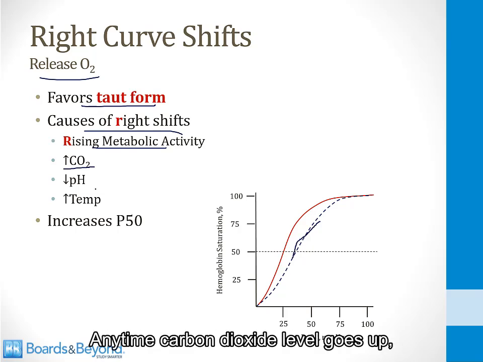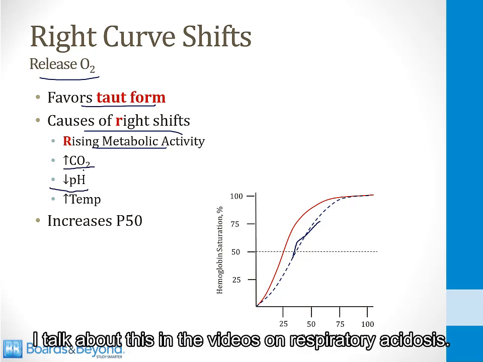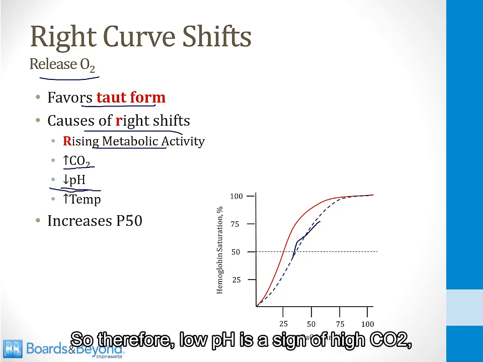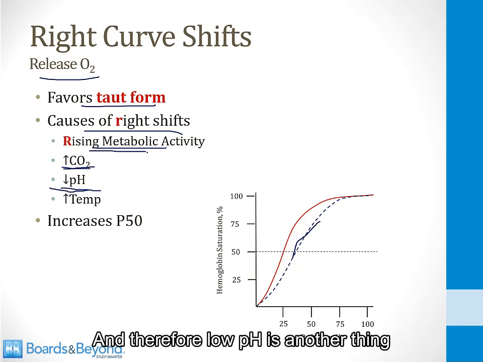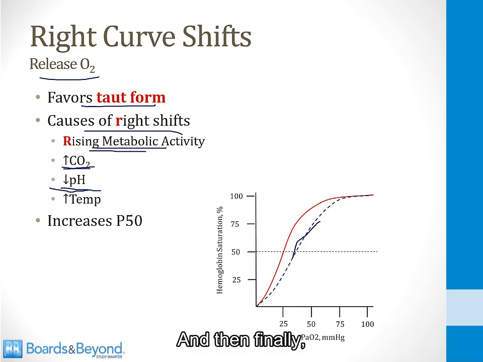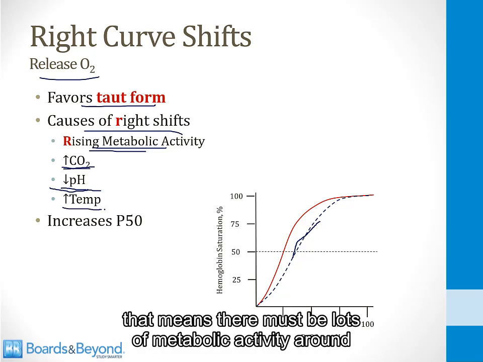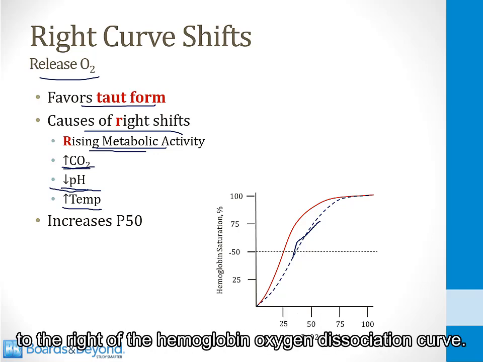Anytime carbon dioxide level goes up, the pH inside of red cells falls. I talk about this in the videos on respiratory acidosis. So therefore, low pH is a sign of high CO2, which is a sign of rising metabolic activity. And therefore, low pH is another thing that causes hemoglobin to shift to the right. And then finally, if the temperature goes up, that means there must be lots of metabolic activity around. And therefore, that will also cause a shift to the right of the hemoglobin oxygen dissociation curve.